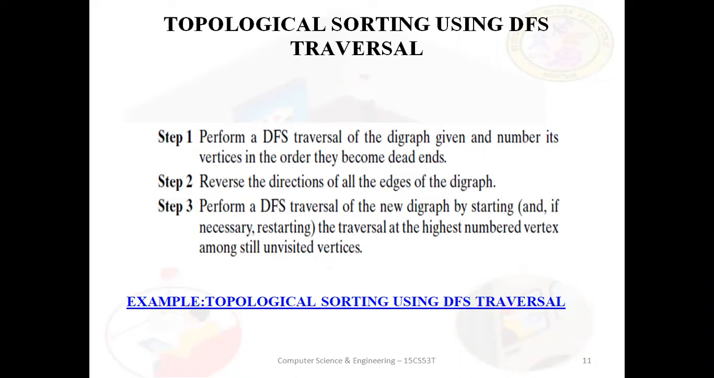In step 3, perform a DFS traversal of the new digraph by starting, and if necessary restarting, the traversal at the highest numbered vertex among still unvisited vertices. So this is the procedure for topological sorting using DFS traversal. Now let us have a look at one such video for sorting using the topological sorting method, that too using DFS traversal. Now let us have a look at the video now.